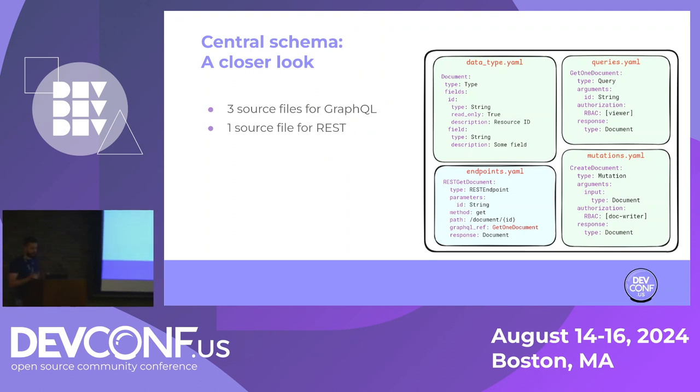But how does the central schema become any of the mentioned schemas? So let's focus on the GraphQL schema generation. Looking at the beginning, the central schema specification is divided into four main files. You can see the data type itself that gathers all necessary information about fields and their attributes. There are also queries and mutations. Those queries and mutations describe the behavior of these entry points. You can see the arguments, the authorization, and the response that is referencing those data types. And for completeness, there is also the endpoints file, and this endpoint file is actually used to generate our OpenAPI schema.